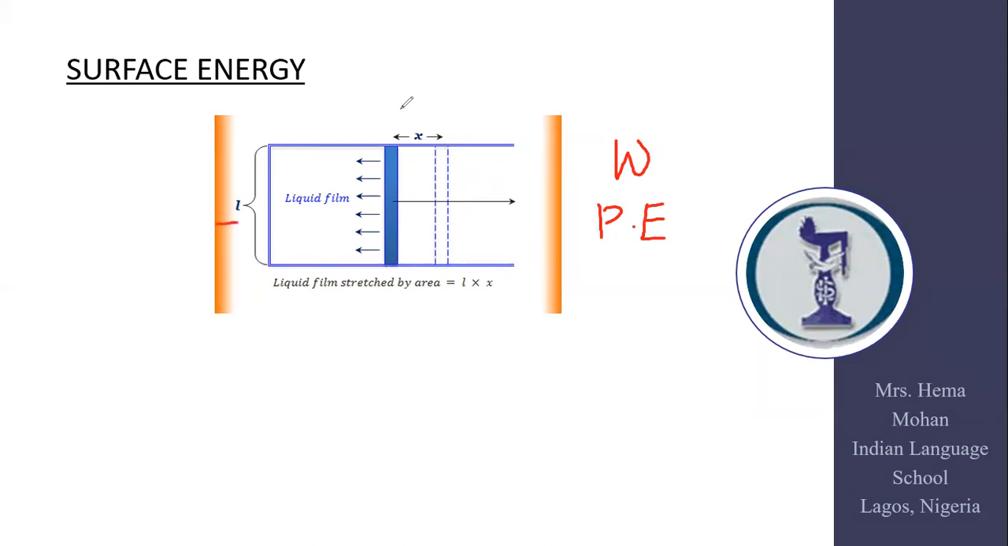And suppose you pull it out through a distance X by applying a force F. You know that tension is acting in this particular direction, so you have to apply a force. Suppose I apply a force F to pull it out, then what do we know? We know tension is equal to force per unit length.